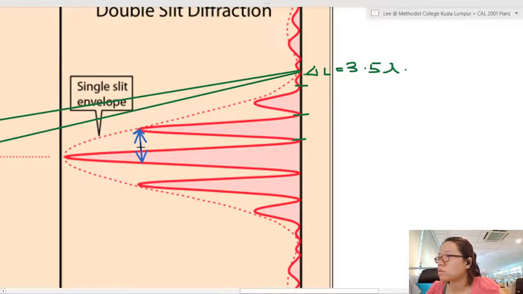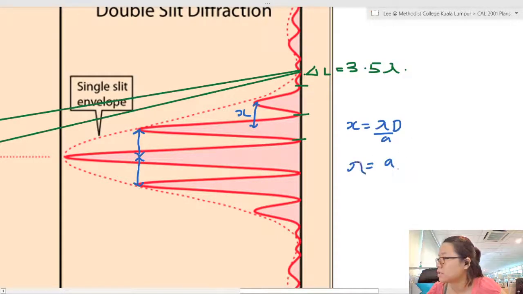Okay, so it might be the same between here and here. Just like the distance between here and here is also the same, and the distance between maximum and maximum, middle here, is also the same. So all of this is your x, okay? And if you remember, your x is lambda d over a, or d is ax, lambda is ax over d.